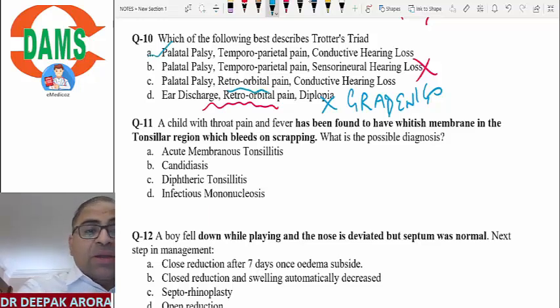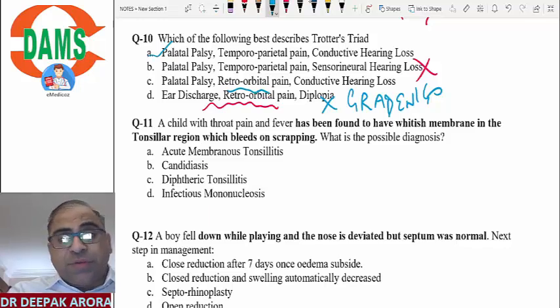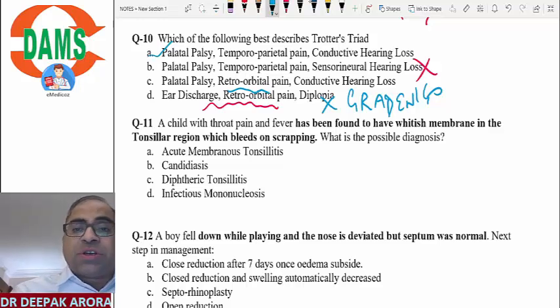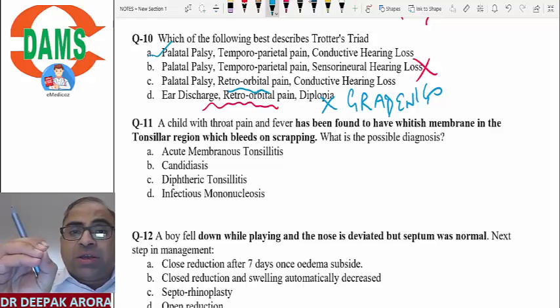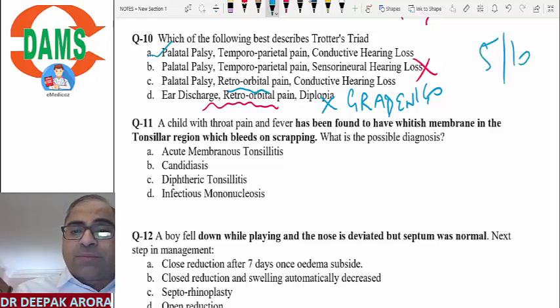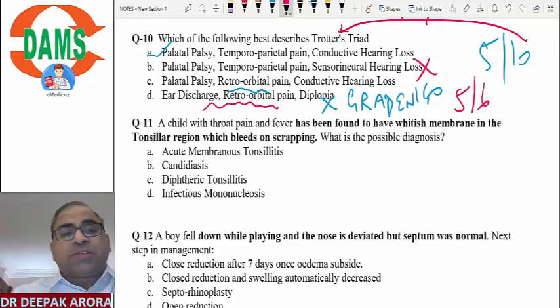It is palatal palsy because the 10th nerve is involved. Pain because your 5th nerve is involved. Conductive deafness because of serous otitis media, glue ear. So this patient is having nasopharyngeal carcinoma, glue ear with 5th and 10th nerve palsy. 5th and 6th nerve palsy is Gradenigo triad. 5th and 10th: T for Trotter's, T for 10. Just remember in this way. So option A will be the best choice.